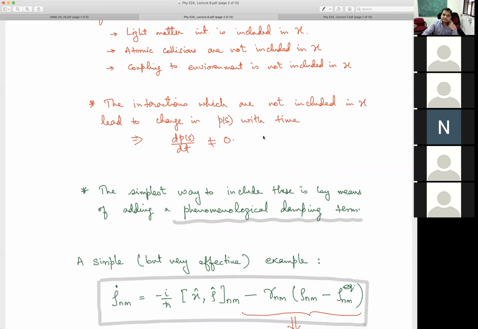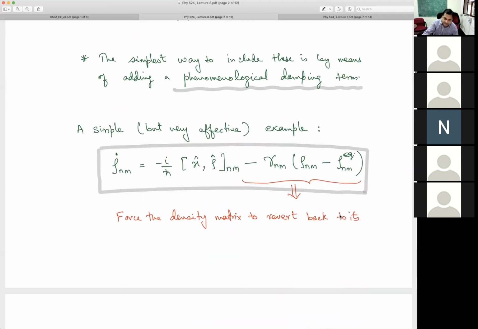The simplest way to include these kinds of interactions is by means of adding a phenomenological damping term. We will see in a minute what that means. Let me just hit you with this equation. I had this equation of motion for the density matrix already: rho nm dot is equal to minus i by h bar, etc. To this equation, I added a damping term. You will understand why it is called a damping term as we go forward. But I added this term, which is minus gamma nm times rho nm minus rho nm equilibrium.